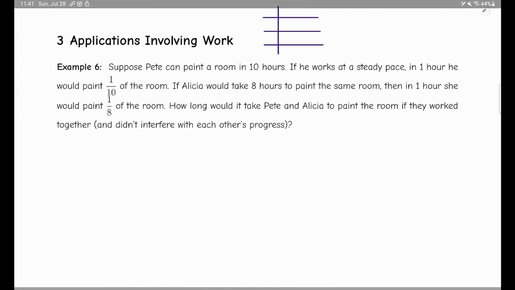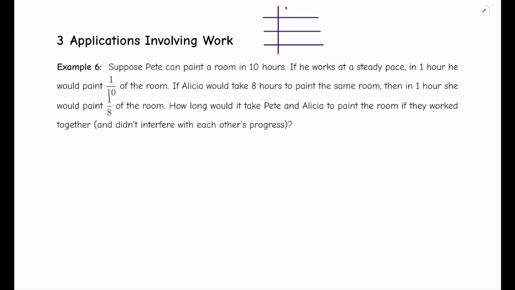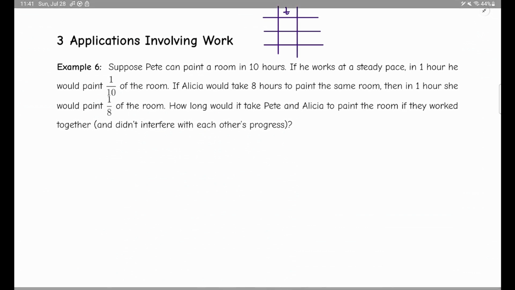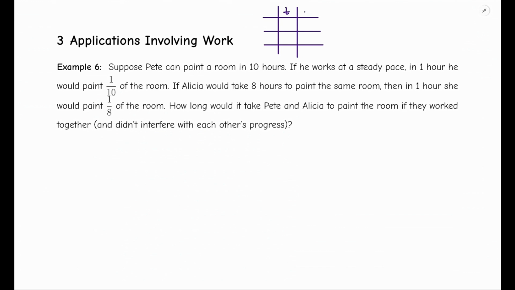Instead, you are still going to have T in one column, and the second column is going to be the amount of the job completed in 1 unit of time. Now that's a lot to write, so I usually just put the word amount. And we have the relationship that amount is always equal to 1 over t.